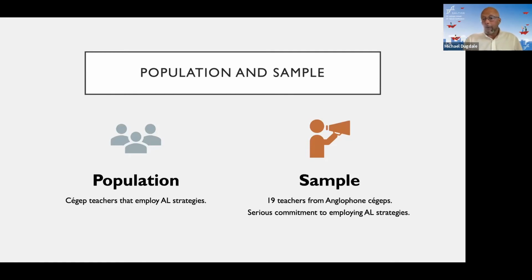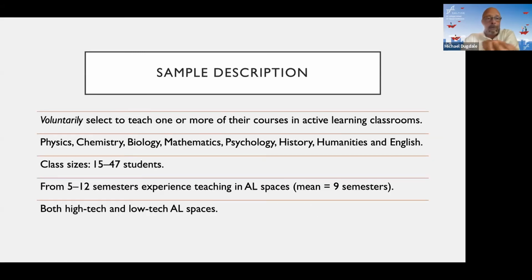We sampled from our local network, and that involved, in our case, 19 teachers from the Anglophone cégeps. All of them exhibited a serious commitment to employing active learning strategies. So this wasn't a representative sample in any way, or it's representative of teachers at Anglophone cégeps who have exhibited a heavy commitment to active learning strategies. To operationalize that, it was a voluntary selection. Would they teach one or more of their courses in a classroom devoted to active learning practice?